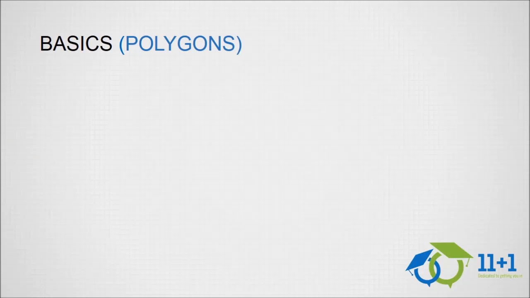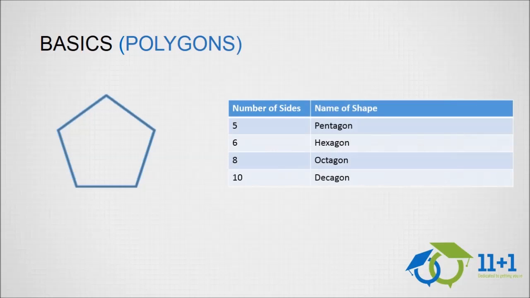Okay, so now we'll have a look at polygons. Polygons are basically shapes with many straight sides. Here's a regular pentagon. Regular polygons have equal length sides, and they also have equal angles. Irregular polygons have sides of different lengths. So here's the ones you should remember. There are other ones, but these are the most common ones which you should ensure you know.